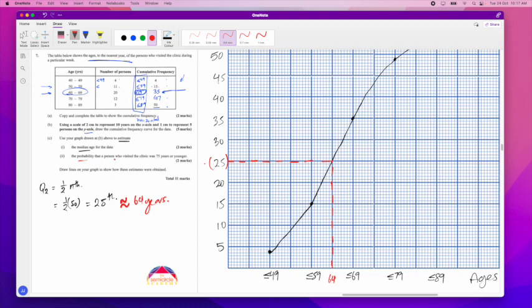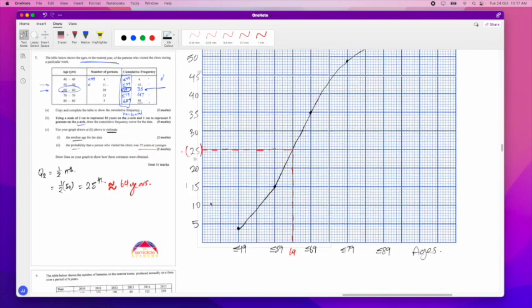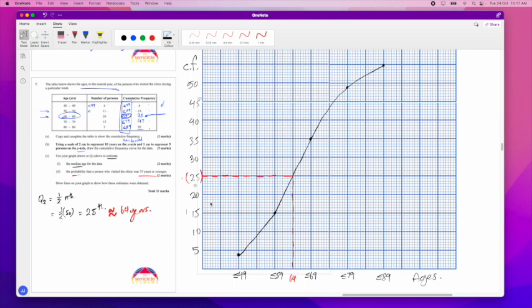The probability that a person who visited the clinic was 75 years or younger. So the probability that a person who visited the clinic was 75 years or younger. So 75 years is maybe around here.